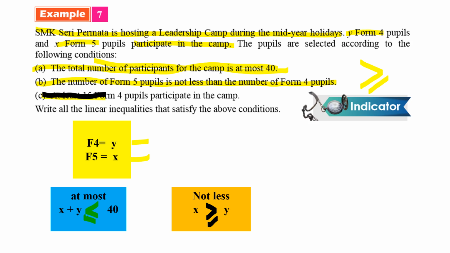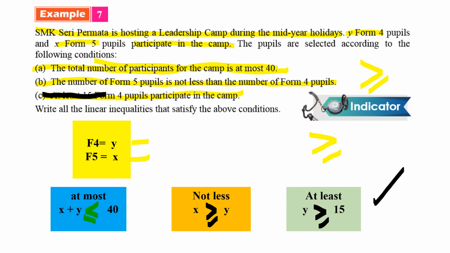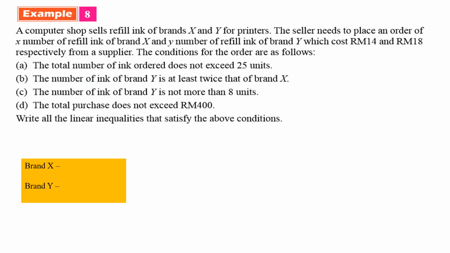At least 15 form 4 students participate in the camp. At least 15. So at least meaning what? At least. It can be more or equal. So because form 4 is y, so y must be more or equal. So that is the answer. Next, another example so that you will understand better.